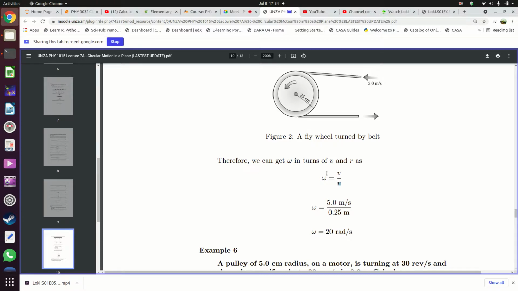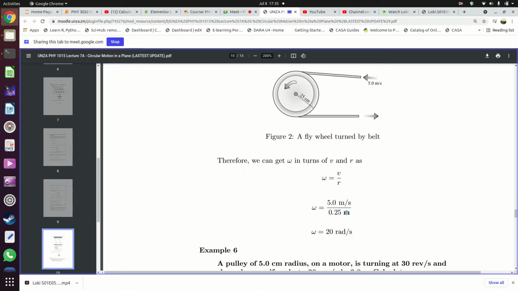Okay, so in that case, we're going to have a velocity of the point. V is equal to 5 meters per second divided by the radius. Now this radius has to be in meters. So we've been given a radius of 25 centimeters. You need to change this 25 centimeters into meters, and you're going to end up with 0.25 meters. So 5 meters per second divided by 0.25 meters, you're going to end up with 20 radians per second.